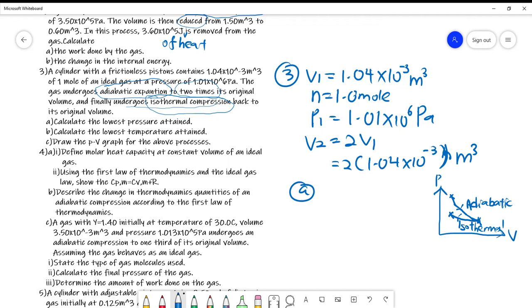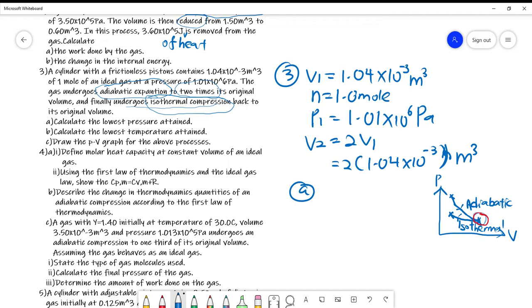Okay, so calculate the lowest pressure attained. So I believe the lowest pressure is actually this point. Let me just use another color. So my lowest pressure is actually here. So this is related to the first process.